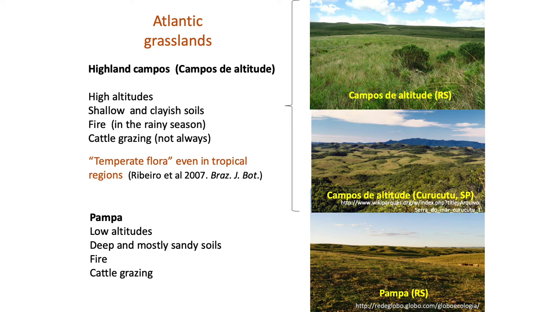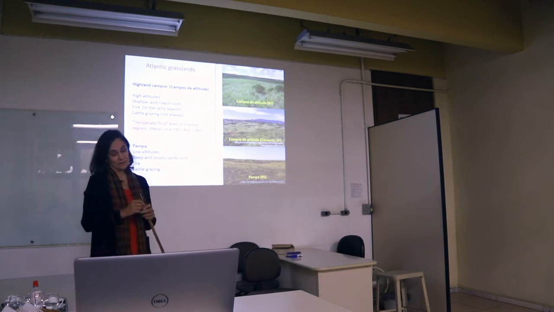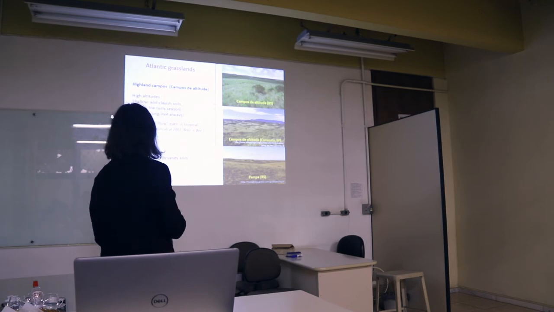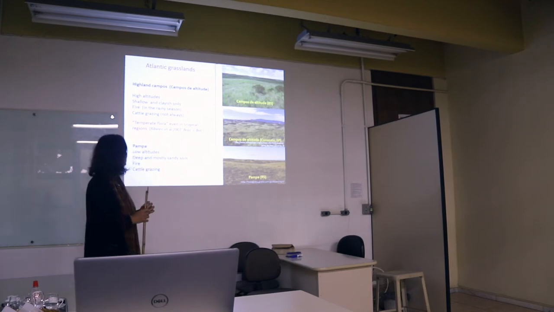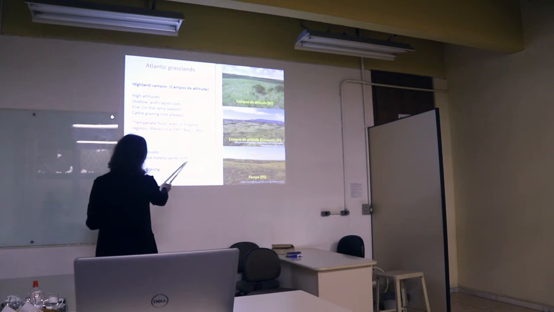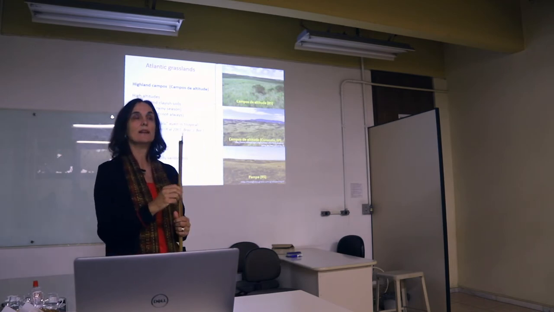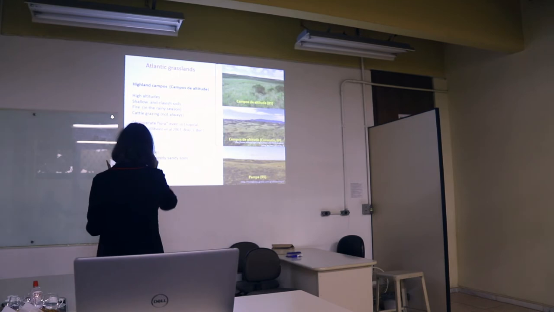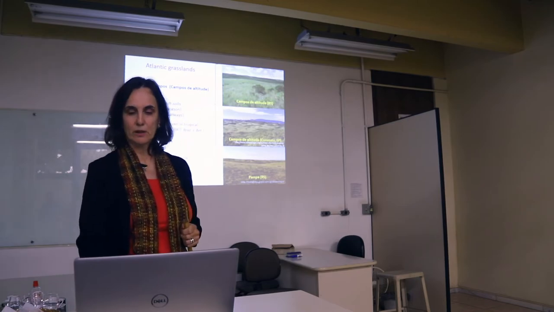You know very well these ones. I think here they are in high altitudes, sometimes in shallow and clay soils. They can have fire, but some people don't believe that. I would like to listen to you. Cattle grazing, not always, and they have a temperate flora even in tropical region. In the pampa, in low altitudes, about 300 meters, soils are deep and mostly sandy, and that's different. So even if they don't have a typical dry season, sometimes a water depth can exist, and they have cattle grazing. And they say it's not forest because they have cattle grazing.